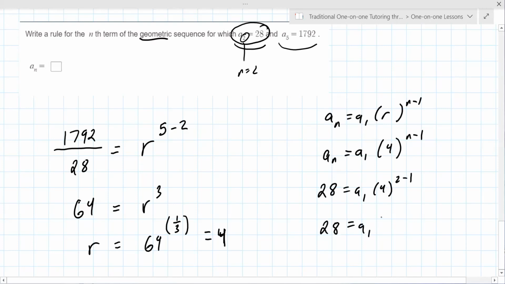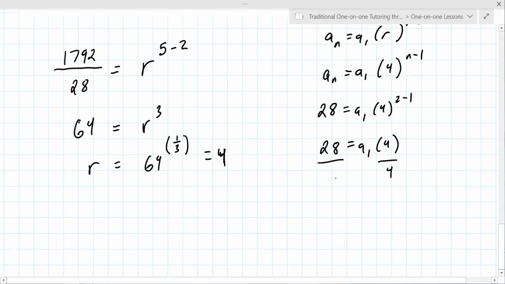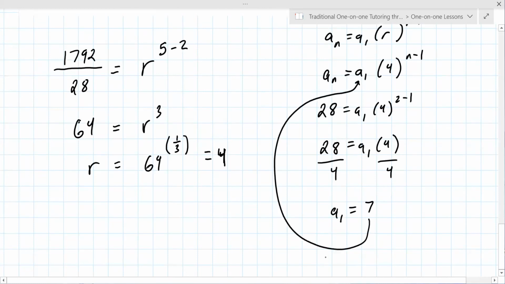28 equals a1 times 4. Divide both sides by 4. a1 equals 7. So we take that number and put it back into this line right here, and that gives you your final answer, 7 times 4 to the n minus 1 power.